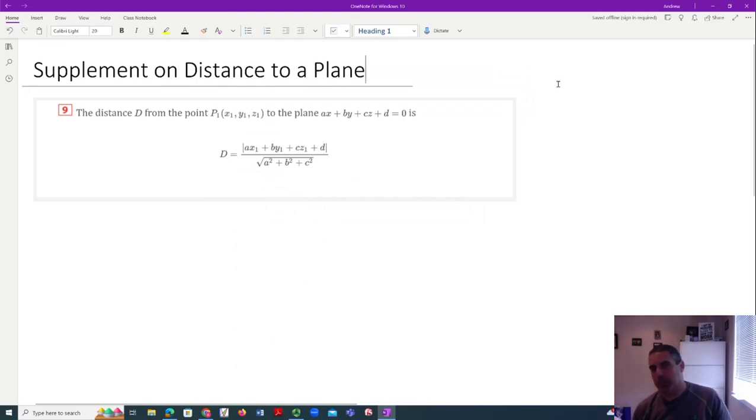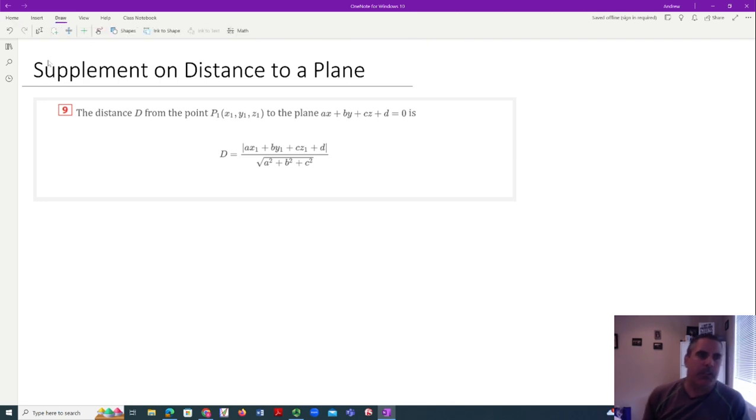Wanted to make a little supplement on the distance to a plane from a given point. This is a topic that we used to do a lot on, and then it just took a lot of time, and so we didn't do much. But I noticed this quarter the department inserted one question on it, and it's about this formula.